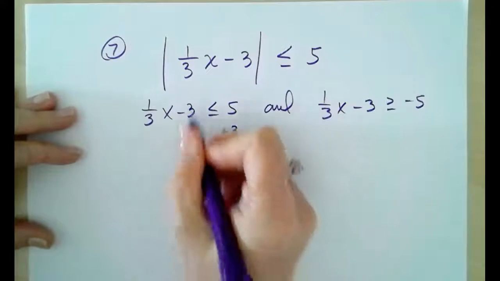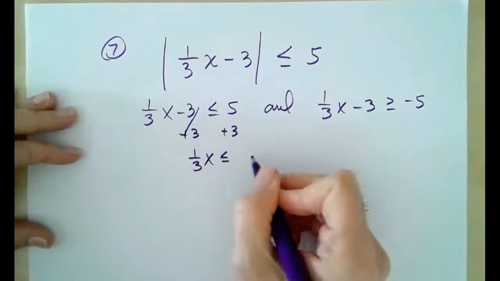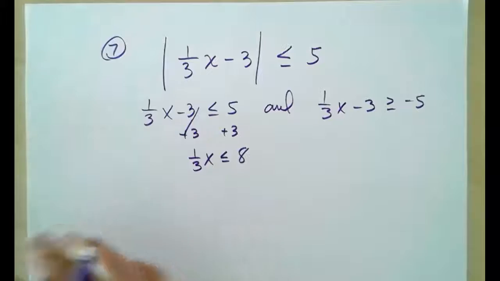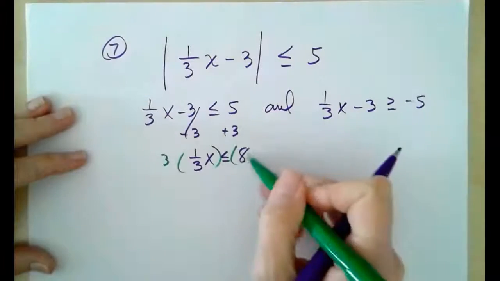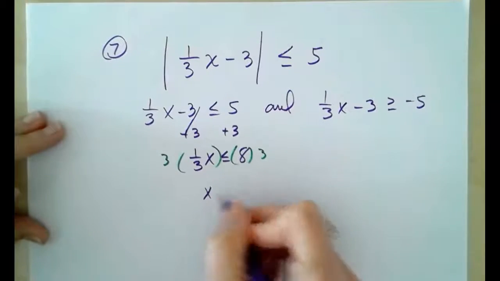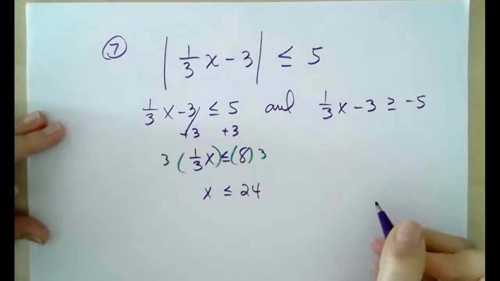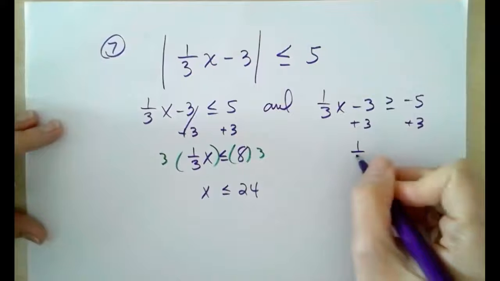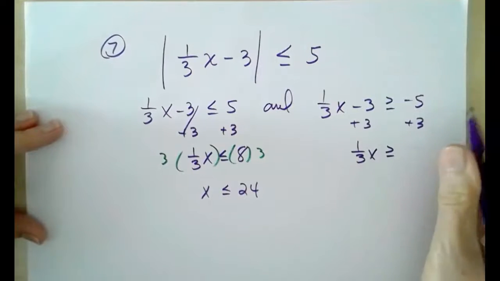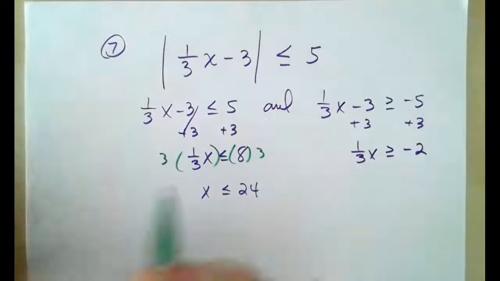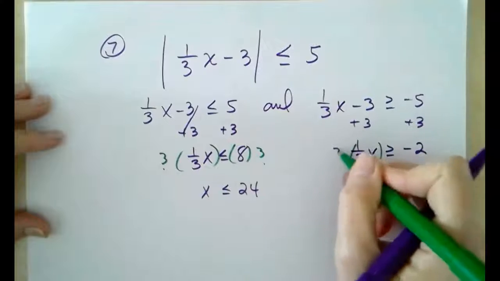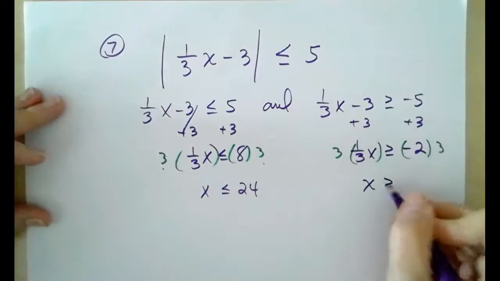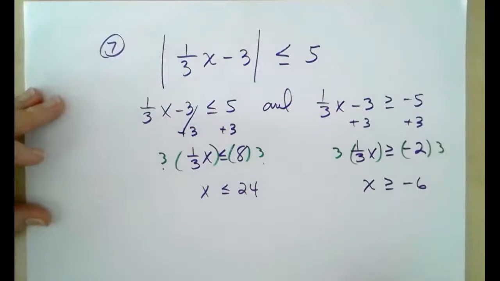Plus 3, plus 3. 1/3 x is less than or equal to 8. I want to undo a times 1/3, so I am going to multiply both sides by 3 and get x is less than or equal to 24. Same thing on the other side, plus 3, plus 3. 1/3 x is greater than or equal to -2. Again, let's multiply both sides by 3 to get rid of that fraction. 1/3 of 3 is 1, so x is greater than or equal to -6.